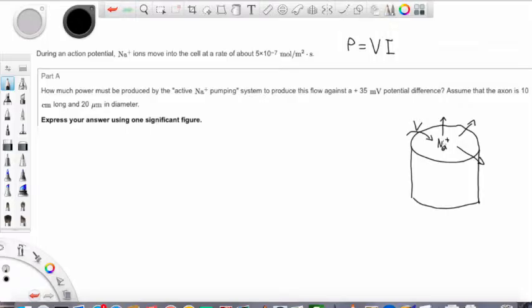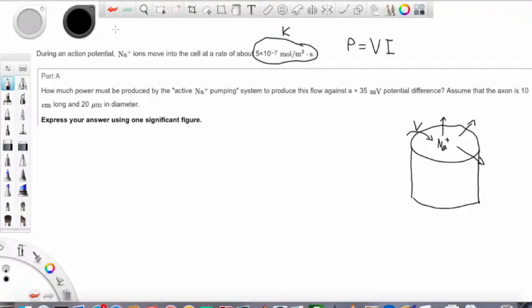Another question is, what is the current or amount of current that we are pushing through when we are pushing this much sodium ions through the membrane? So let's think about what this quantity means. So let's call it K. So it says that sodium ions move into the cell at a rate about 5 times 10 to the minus 7 moles per meter squared per second. So that many moles per unit area per unit time.